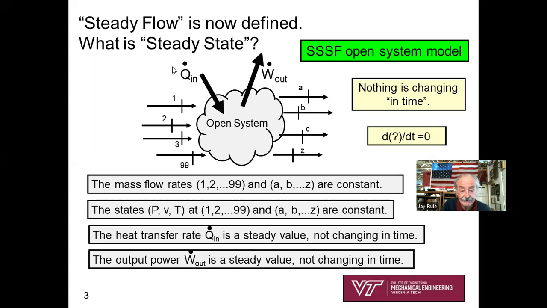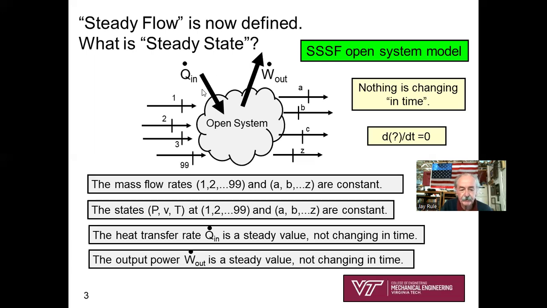Q dot in is the rate at which heat is being added. It's not just heat added. It's not just kilojoules. It's kilojoules per second. That's kilowatts. W dot out is not just kilojoules. It's kilojoules per second. It's kilowatts. All right, I got off track a little bit, but that's important to describe.